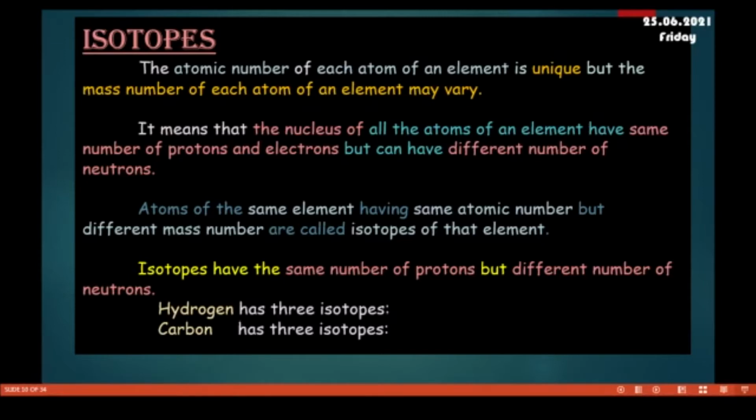Atoms of the same element having the same atomic number but different mass numbers are called isotopes of that element. This is the main definition. Now we see examples of isotopes. Isotopes have the same number of protons, meaning the same atomic number, but a different number of neutrons. Hydrogen has 3 isotopes and carbon has 3 isotopes.